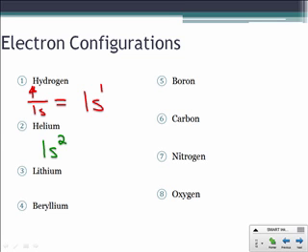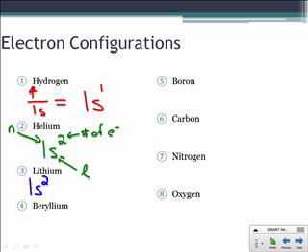What does this tell us? It tells us we're in the first energy level. For n is 1, the l value is s, and then there's 2 electrons in there, in that orbital. That's where they're likely to be found. So how about lithium? Well, we go 1s, and there's 2 electrons in there. That completes that 1s orbital, so then we have to go to 2s1.